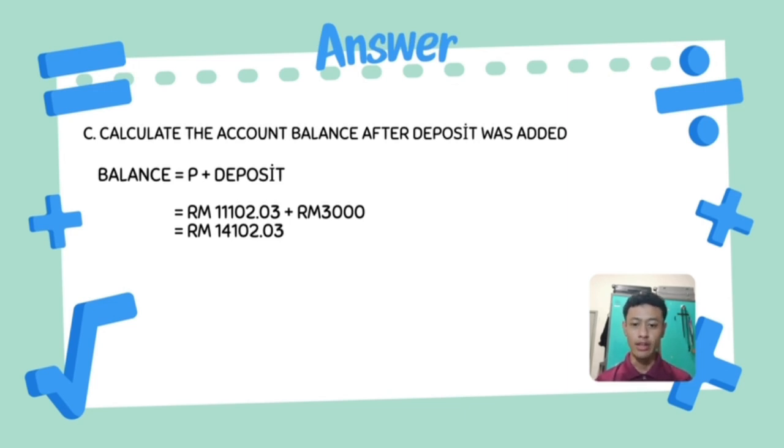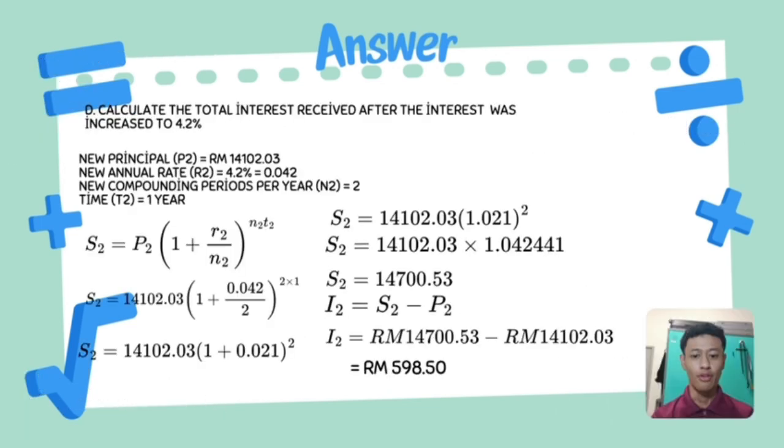Right. Now for question C, calculate the account balance after the deposit was added. The deposit stated in the question was RM3,000. So we just add it to the first amount, which is RM11,102.03. After adding both, we get RM14,102.03.